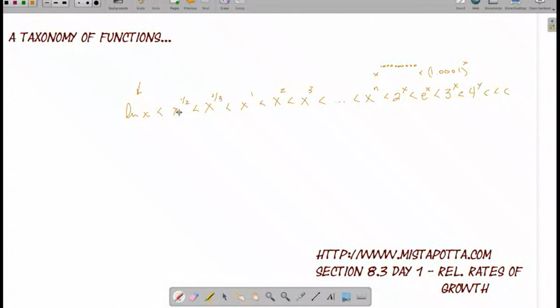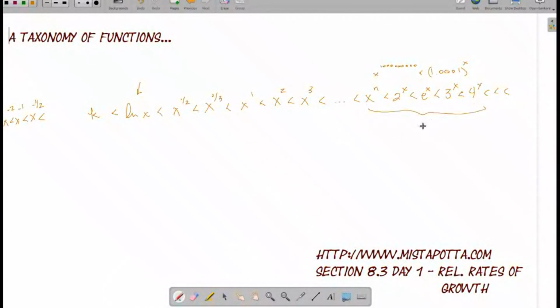Once I start looking at other functions beyond this, now I'm dealing with polynomials that have a degree less than 0. So now I'm dealing with, say, x to the negative 1/2, or x to the negative 1, or x to the negative 2. So these are functions whose degrees are negative, and these functions are actually going to go to 0, which means that my constant functions have to lie in here as well.